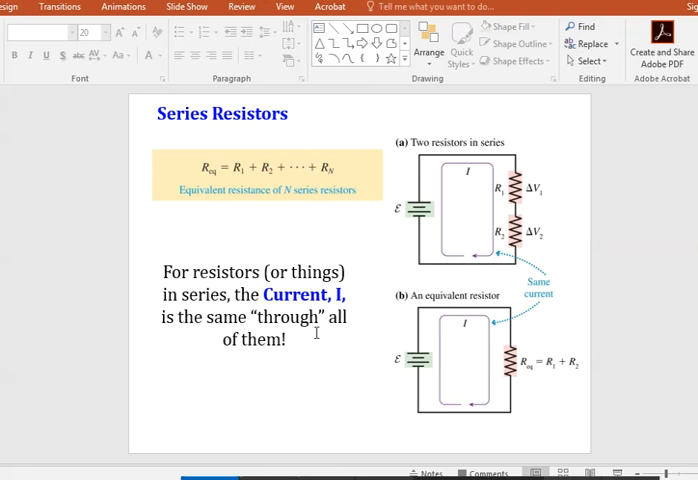Another thing to notice is that the current that goes through these resistors is going to be the same in every case. That's because there are no junctions. There's nowhere for it to go if you have resistors in series, so the current that goes through one resistor is the same current that goes through the other resistor.